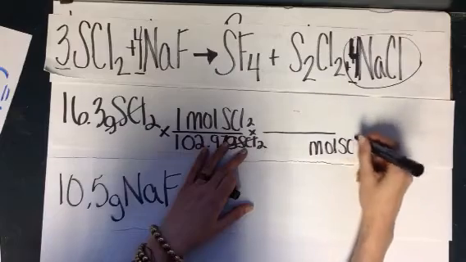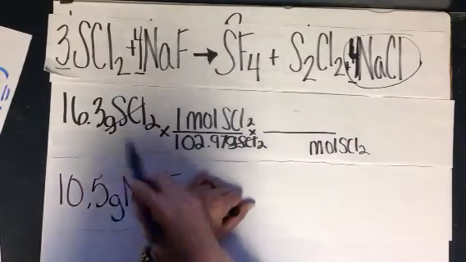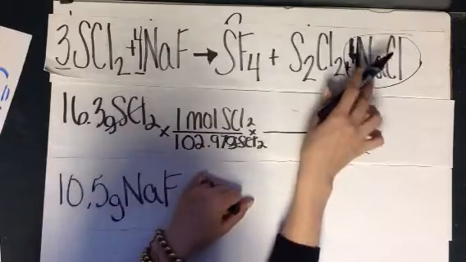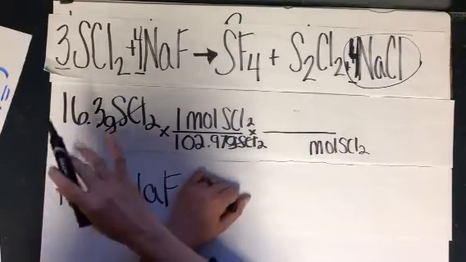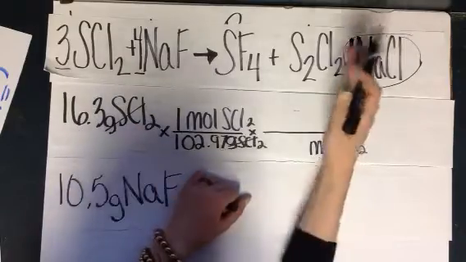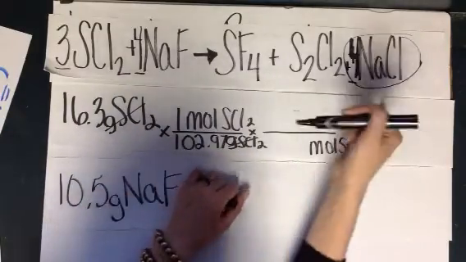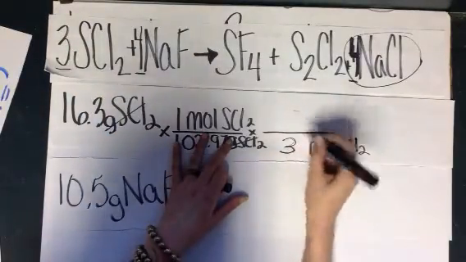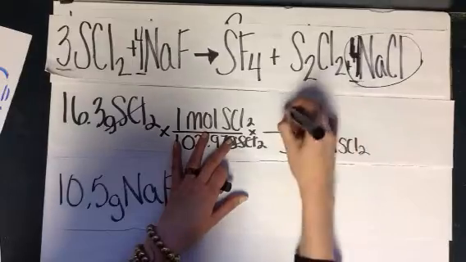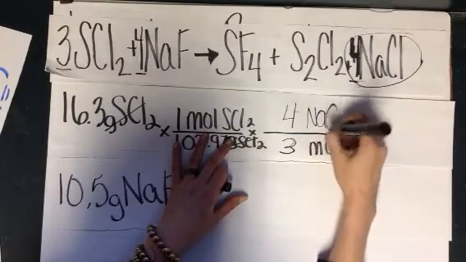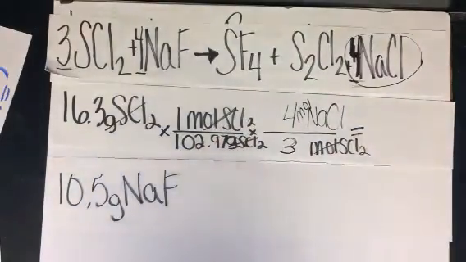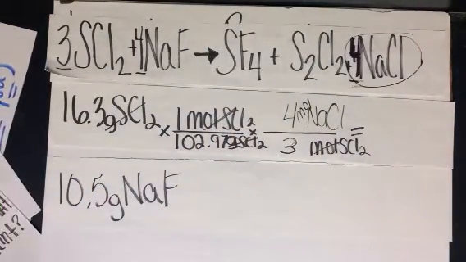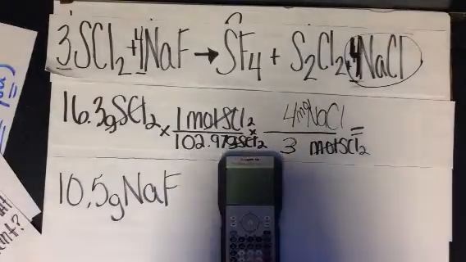Moles of SCl2. And again, I want to know how many moles of the product 16.3 grams of SCl2 give me, right? So if this was my cheese, how many sandwiches could I make? So the relationship is for every 3 moles of SCl2, I make 4 moles of NaCl. At this point, it would be good to pull out your calculator and calculate that. So let's go ahead and do that right now.